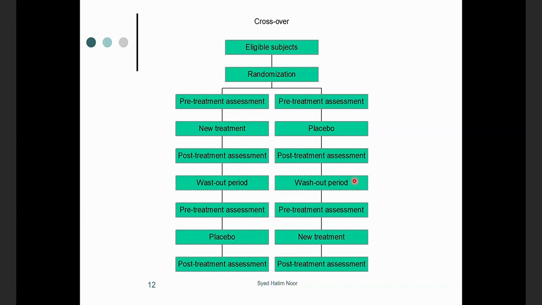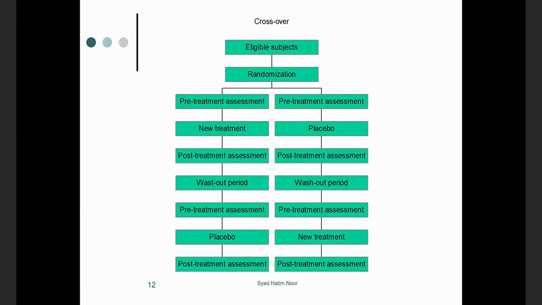So for crossover, the important thing is we need a washout period. We call this the carryover effect, so we need a washout period. Washout period means you want to clear the drug from the body, usually 2 weeks to 2 months, depending on the type of drug interaction.